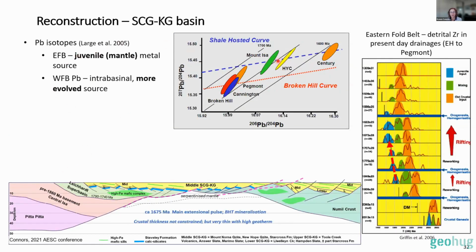So that's just the summary chart, the difference between the lead isotopes for Century, HYC, Mount Isa, in contrast to Cannington, Pegmont, and Broken Hill, which are more juvenile, as opposed to the more evolved response here. This is an image from that paper, Griffin et al., that I mentioned, and you can see this increased juvenile input highlighted in blue, and that juvenile input peaks during the Soldiers Cap Group, Curry-Dullah group time.